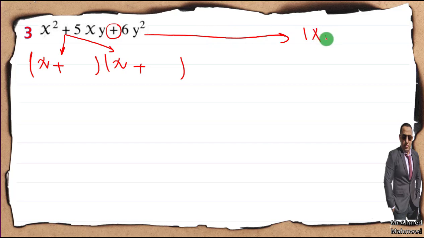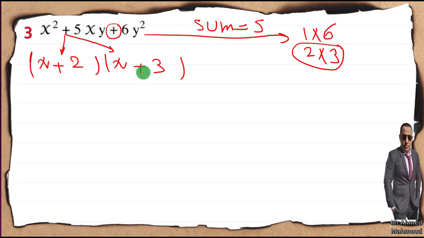6 equals 1 times 6, because 6 divided by 1 equals 6, and 2 times 3. I need the sum to equal 5, so it is 2 and 3. But here I have y², so I'm going to distribute y² here and here.